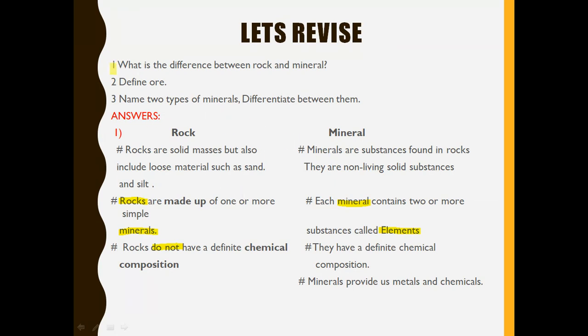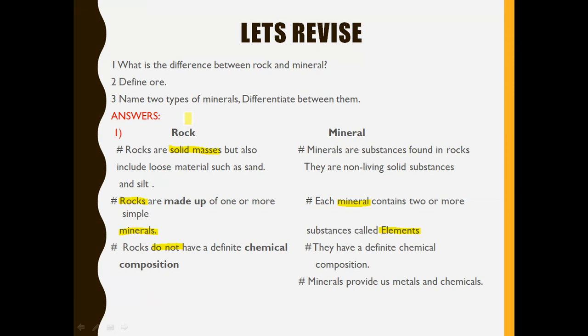So rocks are a solid mass, and they form the earth crust. They also contain loose material like sand and silt. Then minerals are substances which are found in the rocks. They are non-living solid substances. Rock is composed of one or more minerals. Each mineral contains one or more substances called elements. Rocks do not have a definite chemical composition. Minerals have a definite chemical composition. Minerals provide us with metals and chemicals.